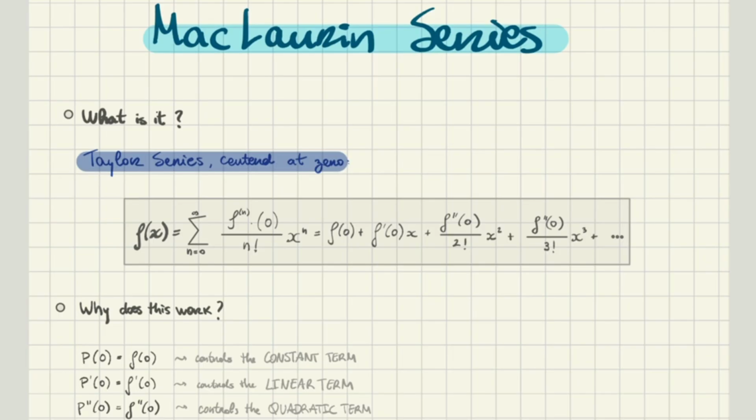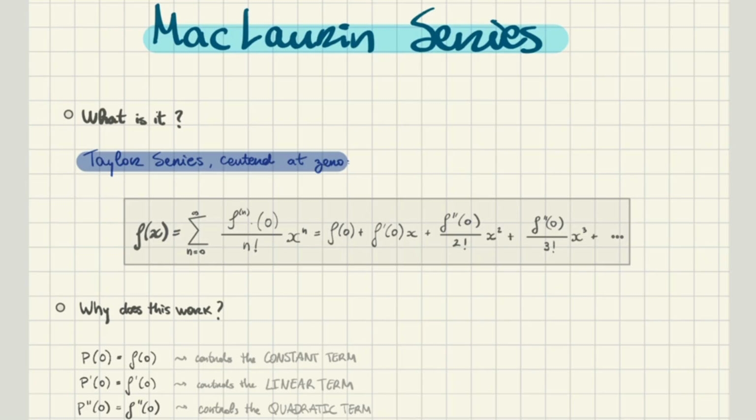Now, why does this work? Suppose you want to build a polynomial p of x that perfectly mimics f of x near x equals 0. You need p of 0 equals f of 0. That controls the constant term. Now, p prime of 0 equals f prime of 0. That's going to control the linear term. And p second derivative of 0 equals f second derivative of 0, which controls the quadratic term. And so on for every order.